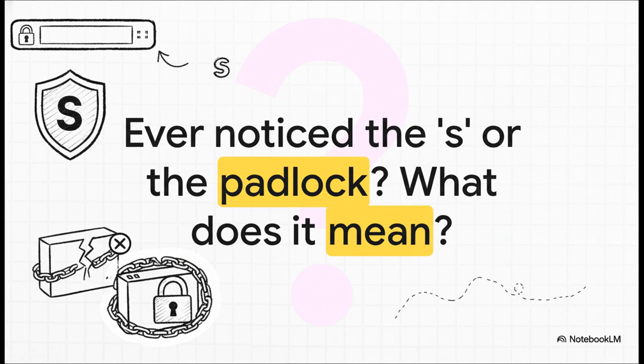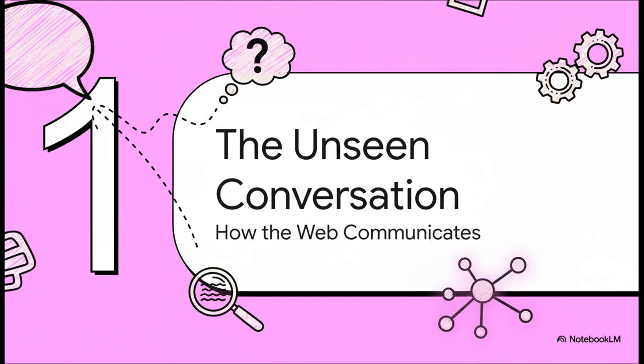That tiny little padlock icon up in your browser's address bar, or that extra S at the very beginning of a website's address. It seems so small, almost insignificant, but that S represents a huge difference in your online security. So, what is it actually doing? Let's dive in.